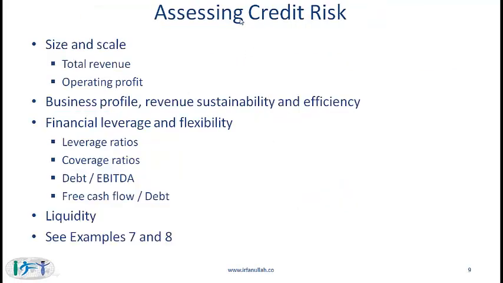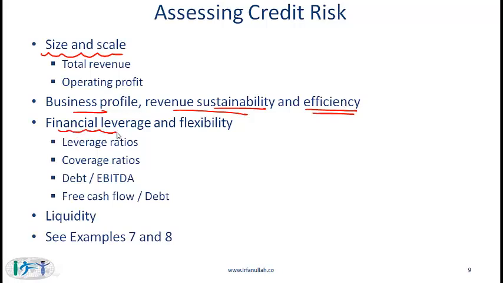The curriculum gives some specific examples on assessing credit risk, and I will again highlight the most important points. You need to look at the size and scale of the company that has issued the bond or issued debt. You need to look at total revenue. You need to look at operating profit. You need to look at the business profile, revenue, sustainability, and efficiency. If a company has relatively high revenue, which is sustainable, and the company is operating efficiently, all these are indicators that the credit risk is good. Good credit risk means that the company will make its payments on time.